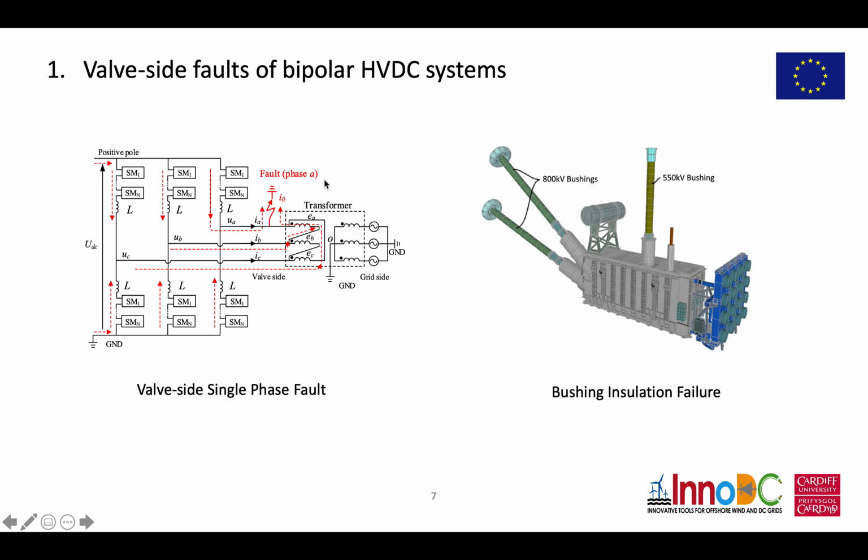A valve-side fault is a kind of fault that normally happens between the interface transformer and the converter. The reason for the valve-side fault can be bushing insulation failure, like the figure shows here. If there is an insulation failure here, there will be a valve-side fault.